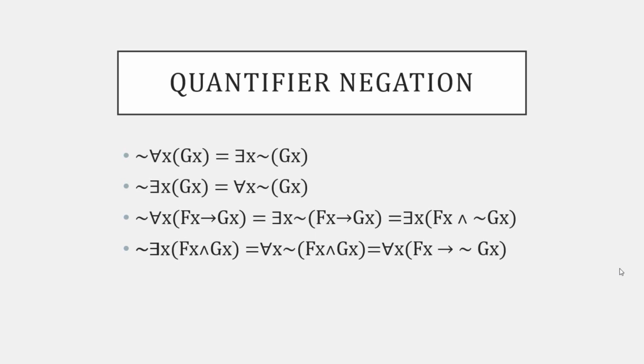These third and fourth lines are a little more complicated, but I hope you can see how they might be equivalent to each other. So the first two here are just doing the same moves up here, right? So it's not the case that for all x blank, then that's equivalent to there exists an x such that not blank.